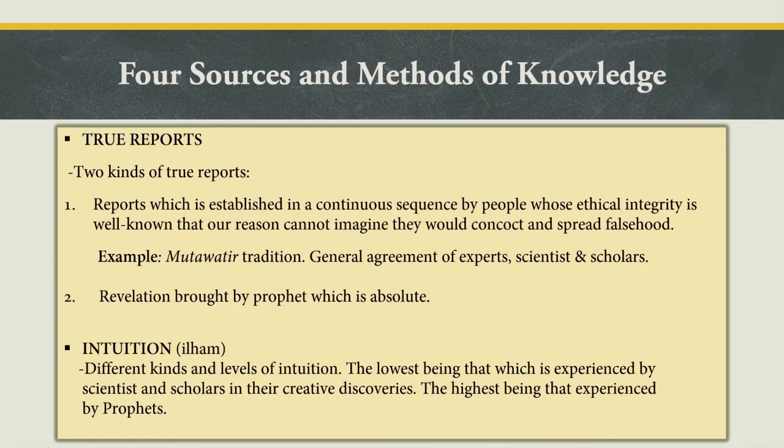Third, true report. There are two kinds of true report. First, report which is established in a continuous sequence by people whose ethical integrity is well known. The algorithm cannot imagine they would conspire and spread falsehood. Second, revelation brought by a prophet, which is absolute. And lastly is intuition. There are different kinds and levels of intuition, the lowest being that which is experienced by scientists and scholars in their creative discovery, the highest being that explained by a prophet.